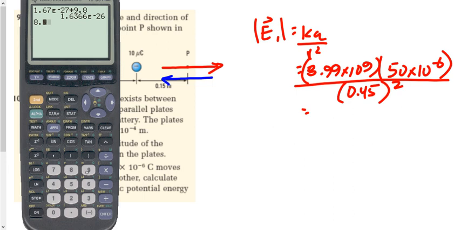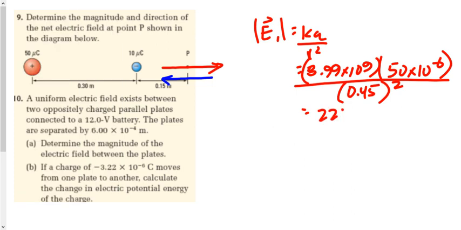So we say 8.99 times 10 to the 9 times 50 times 10 to the minus 6, divided by 0.45 squared, and we end up getting 2219753 newtons per coulomb. What's the other set of units that we could use there? Volts per meter, or newtons per coulomb, volts per meter.